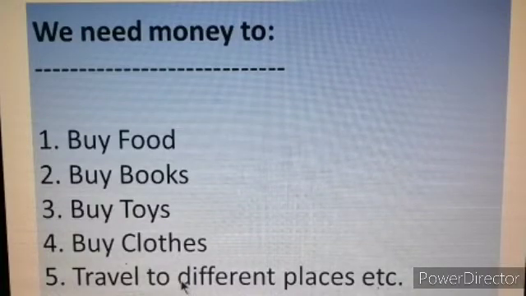So today we will learn what are the different types of money, how to use them and how to count them, etc. Okay?